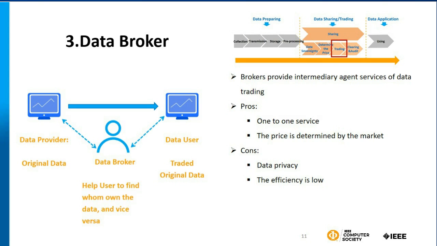And for data broker, they could provide intermediary agent services for data trading. It usually happens between the data broker and data supplier or a data consumer. So the data broker could provide some suggestions on the price according to their experiences. And the data price could also be determined by the market in some cases. Since the data broker plays the role of an agent, it is hard to keep data privacy when the broker violates their code of ethics. And the efficiency is comparatively low, which is hard to apply in multiple data sharing scenarios.